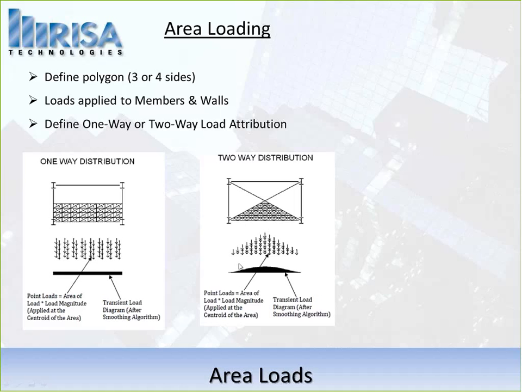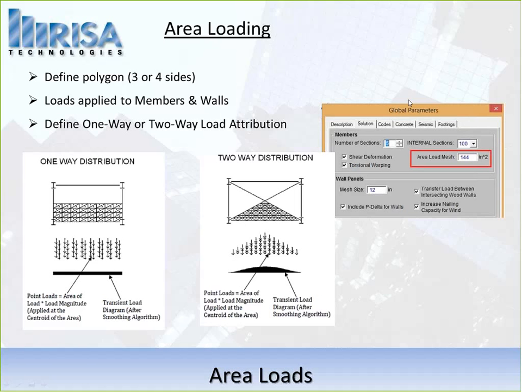Now, a lot of times we're smoothing that. We take a smoothing algorithm, but if you want to work with how little these pieces get, so maybe it's a real tight, nicer mesh, and it's a lot smoother, for example, you can work with it inside of the global parameters. We have in the solution an area load mesh size. It defaults to 144, which is 12 by 12. So nothing's going to be bigger than a 12 by 12 square or triangle, basically.